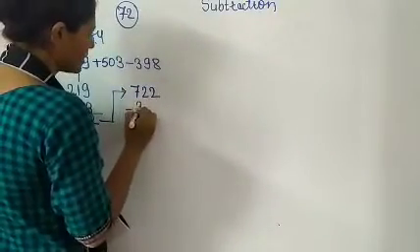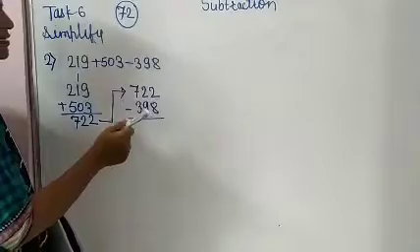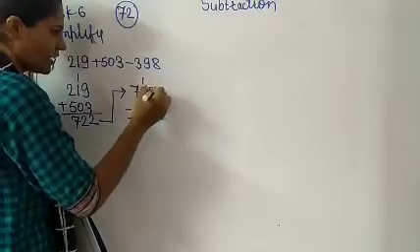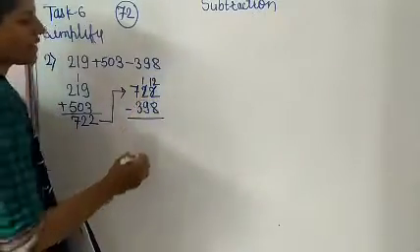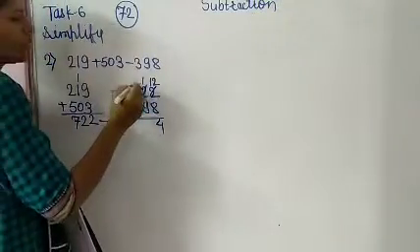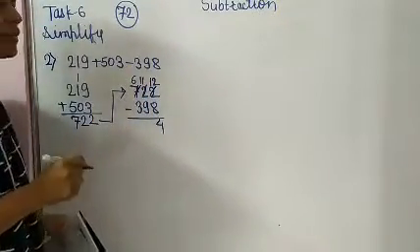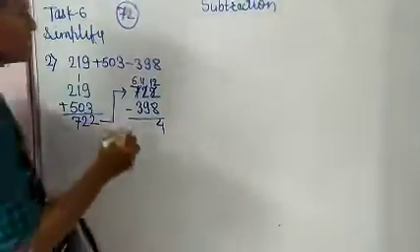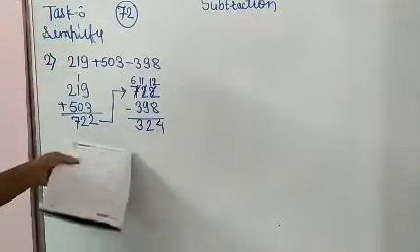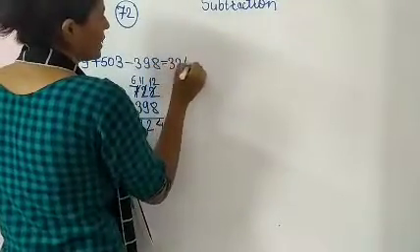722 minus 398. So now subtract it. 2 minus 8, we can't. So we take borrow from these two. Here is a 1 and here it will be 12. So 12 minus 8, 4. Now 1 minus 9 we can do it? No. Then again we have to take carry from 7. Here is a 6 and here it will be 11. Now 11 minus 9, it is 2. And 6 minus 3, 3. Okay. So this is the answer of the first one. What is the answer? 324.